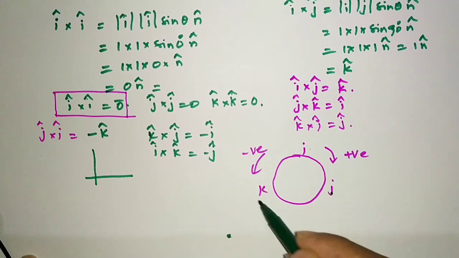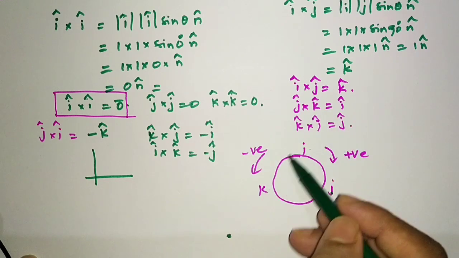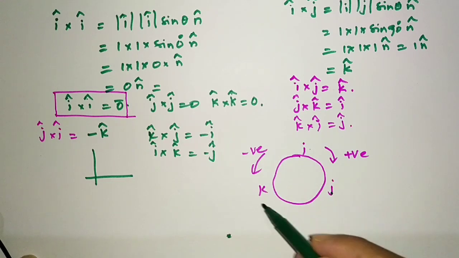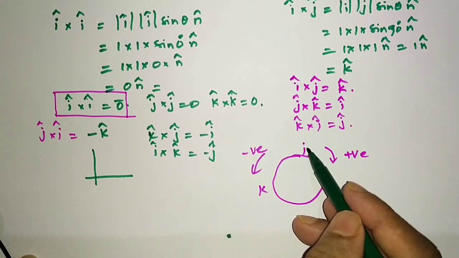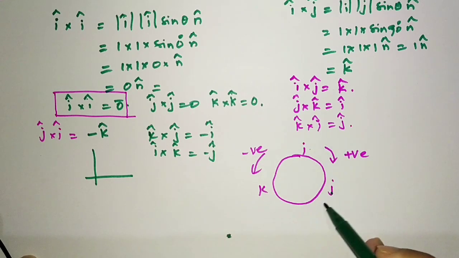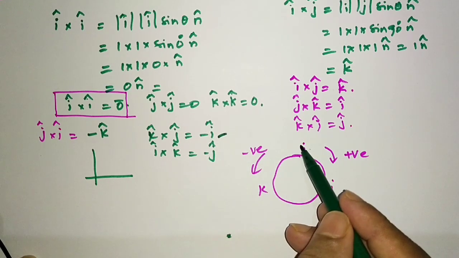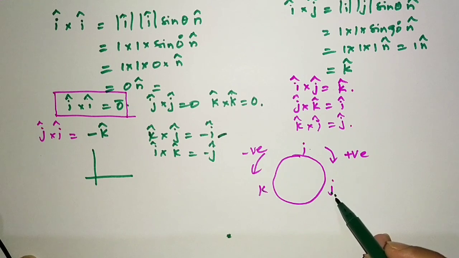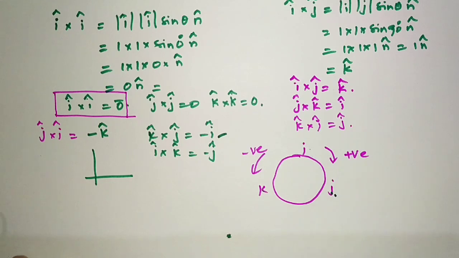Next, J cross K. What is the remaining? I. J cross K is I. Yes. K cross I. You are moving in the clockwise direction only. What is the value? J. Right. What is K cross J? You are moving in the anti-clockwise direction. K cross J is minus I. Right? What is I cross K? Minus J. You are moving in the anti-clockwise direction. I cross K is minus J. Simple. If you remember this, then you can write any value of that.